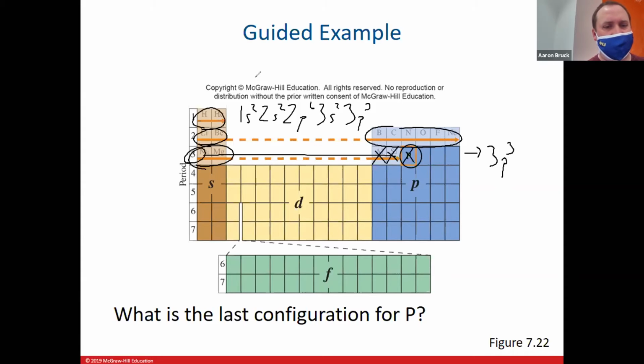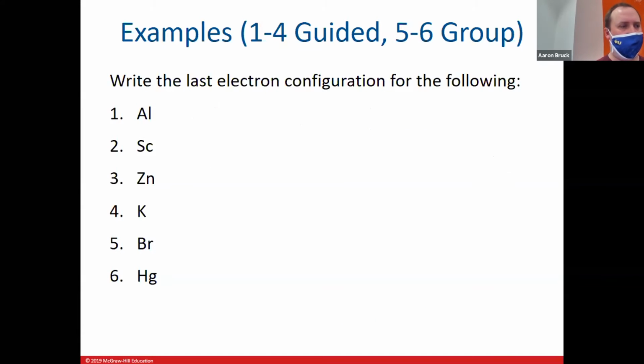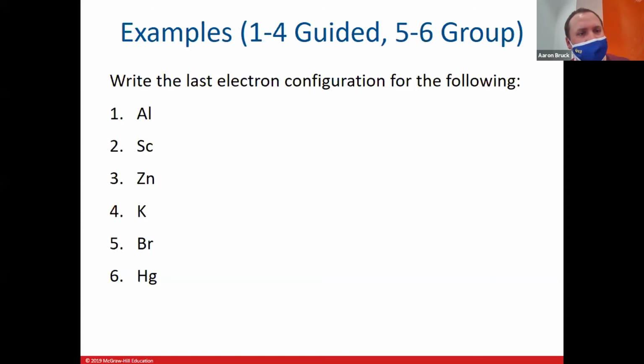And so that's where we would take it. Now again, all we're looking for here is the last electron configuration, the one that ends the configuration. And so again, we need to go to the table for that. So we are looking in particular at aluminum, scandium, zinc, potassium, bromine, and mercury.